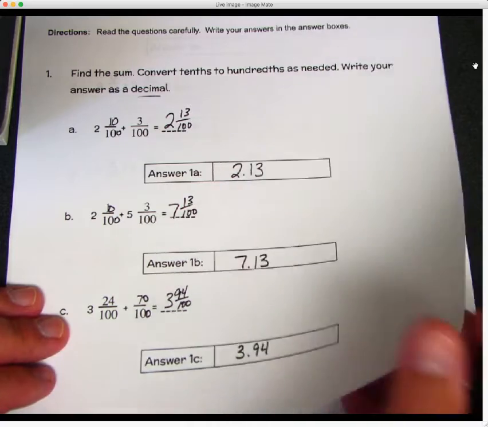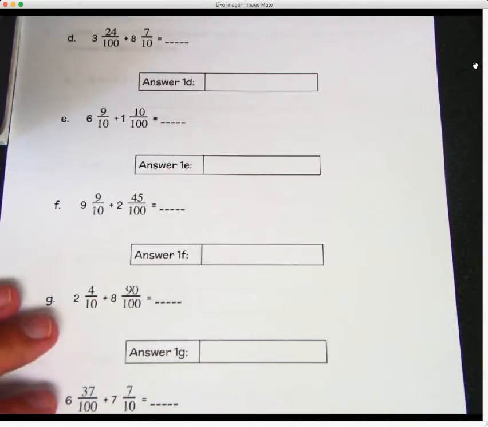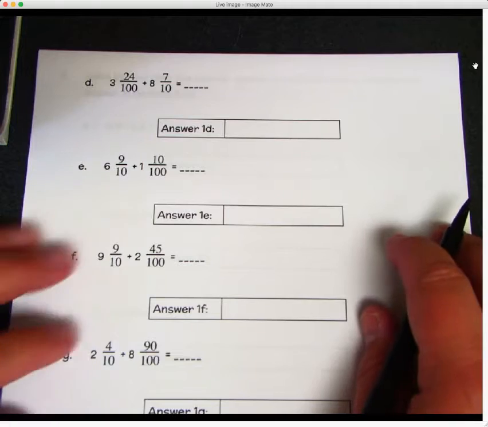Okay. Moving right along. I always say that, don't I, on math? Sorry. I guess I get in bad habits.